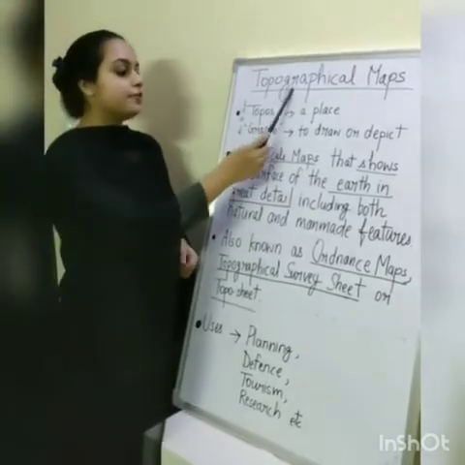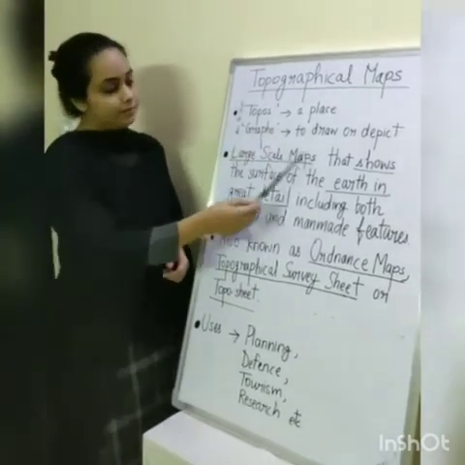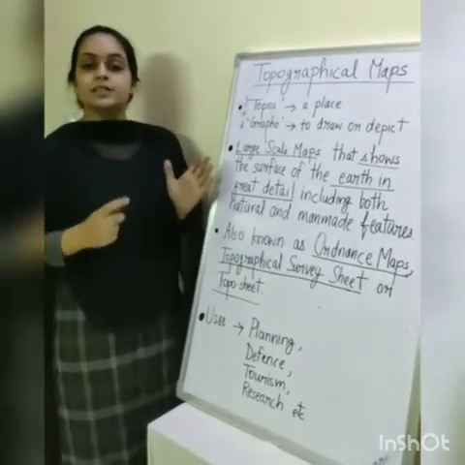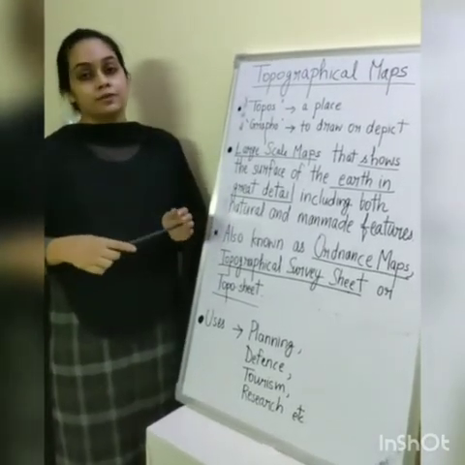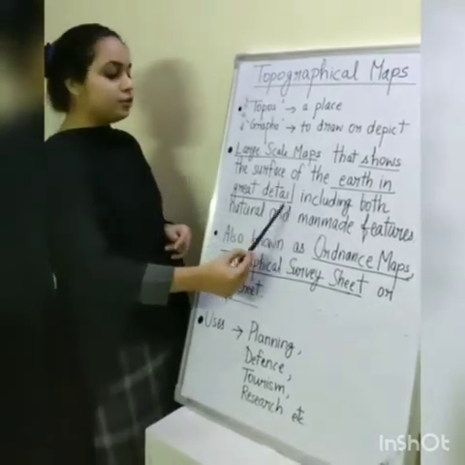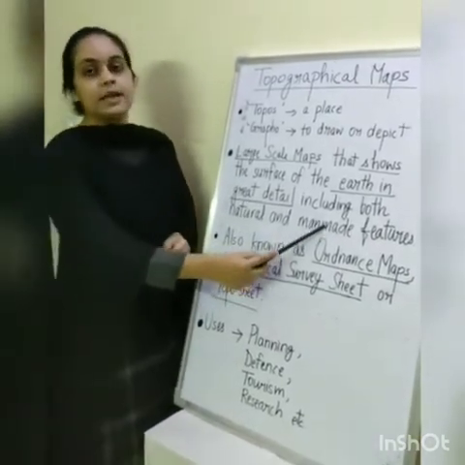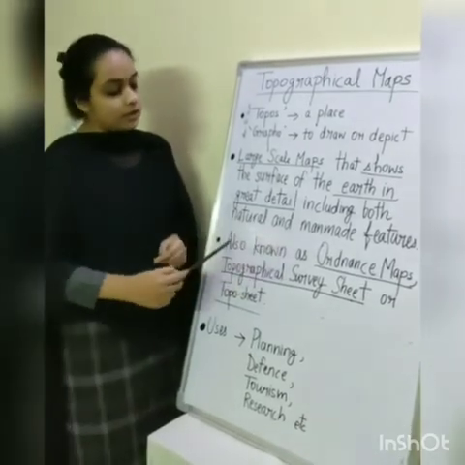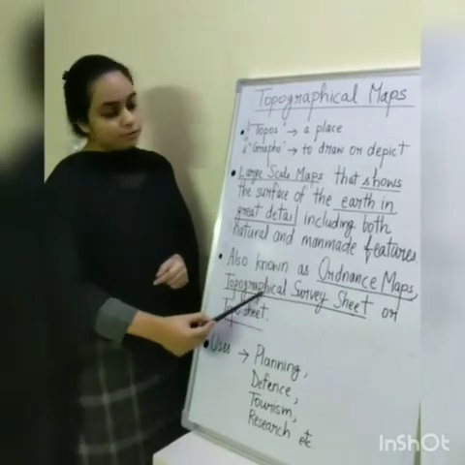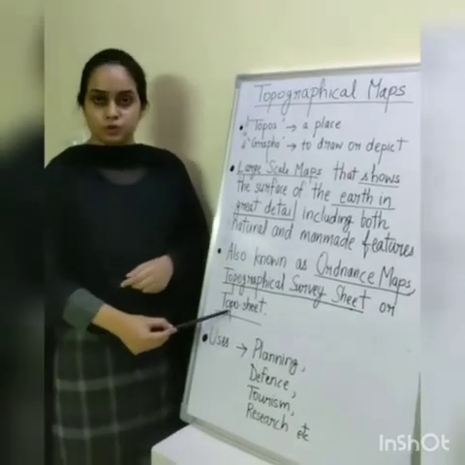So a topographical map is a large scale map that shows the surface of the earth in great detail. Because it is a large scale map, it will show a small area with great details, and it will include both natural as well as man-made features. Now this topographical map is also known as ordnance map, topographical survey sheet, or topo sheet.